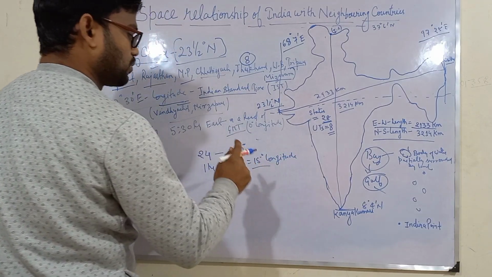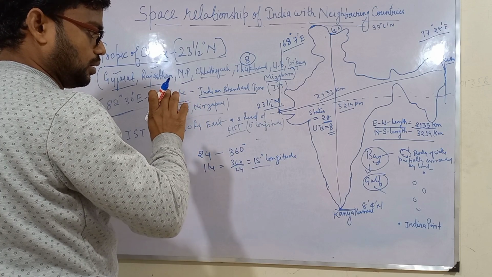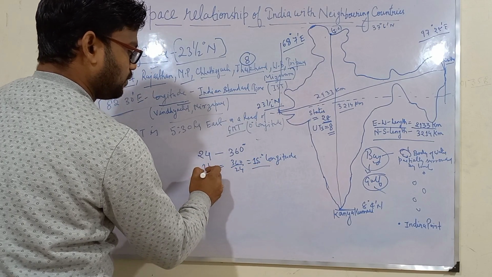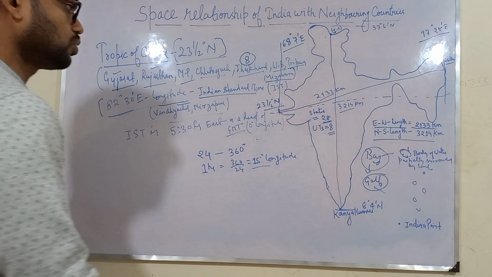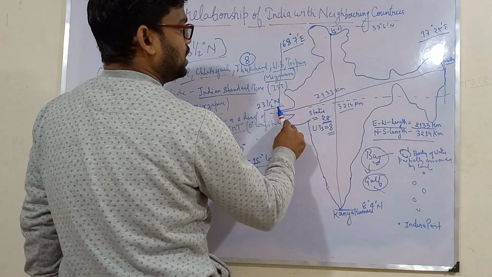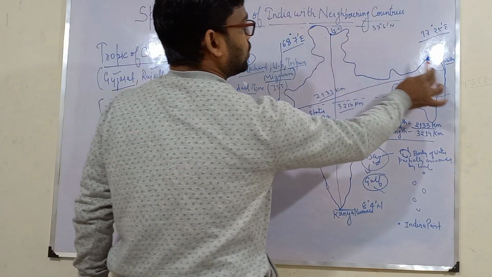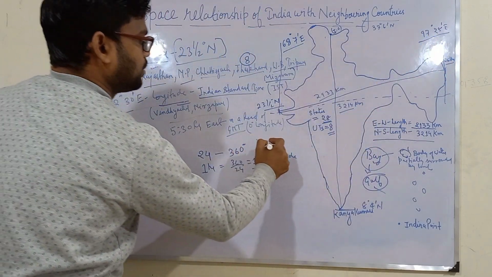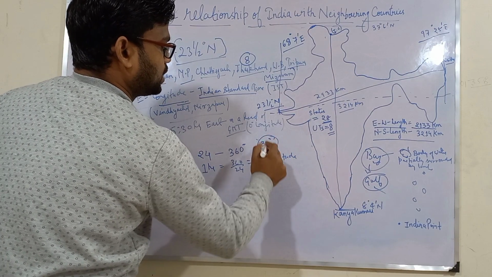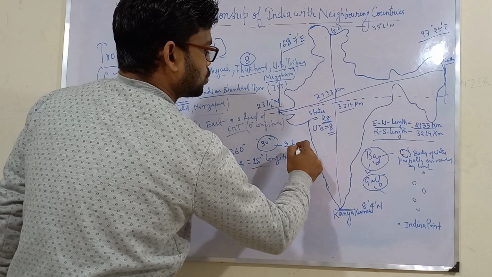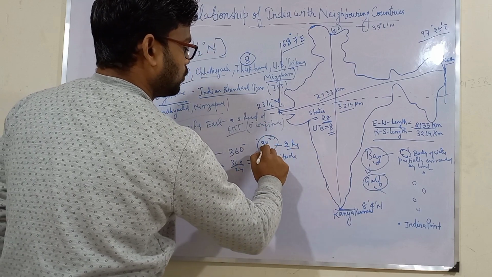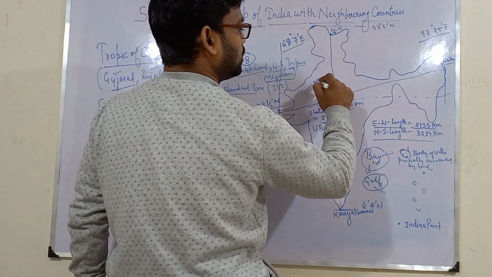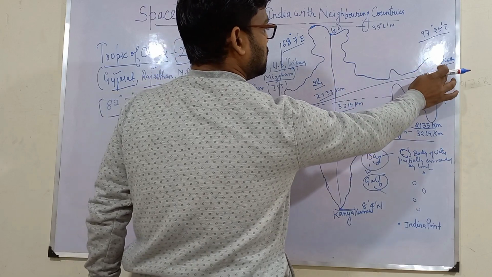It means that the earth rotates from west to east. When it rotates 15 degrees, we have 1 hour of time. If we talk about India, it is from 68 to 97. If I subtract 68 from 97, it comes to around 30 degrees longitude. So 30 degrees longitude means almost 2 hours. For 15 degrees we have 1 hour, so for 30 degrees we have 2 hours. So there is a time difference of 2 hours between east and west of India.